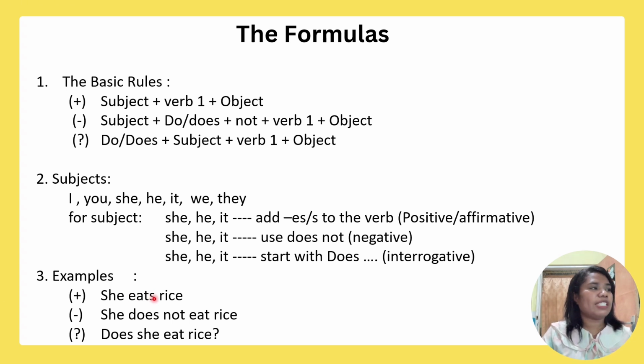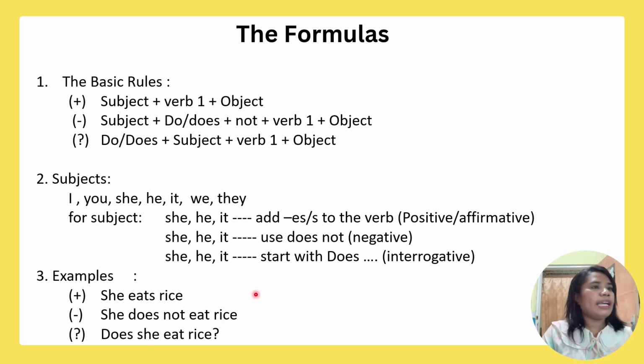For example, for this positive sentence: she, which is the subject, rise, which is the verb, plus s. We have to add s because this is the verb for the third person singular. For the negative sentence: she, which is the subject, does, which is the auxiliary verb, not, plus verb 1 plus object. For the interrogative sentence, we start with does plus she plus eat plus rice. Does she eat rice? This is the interrogative sentence.